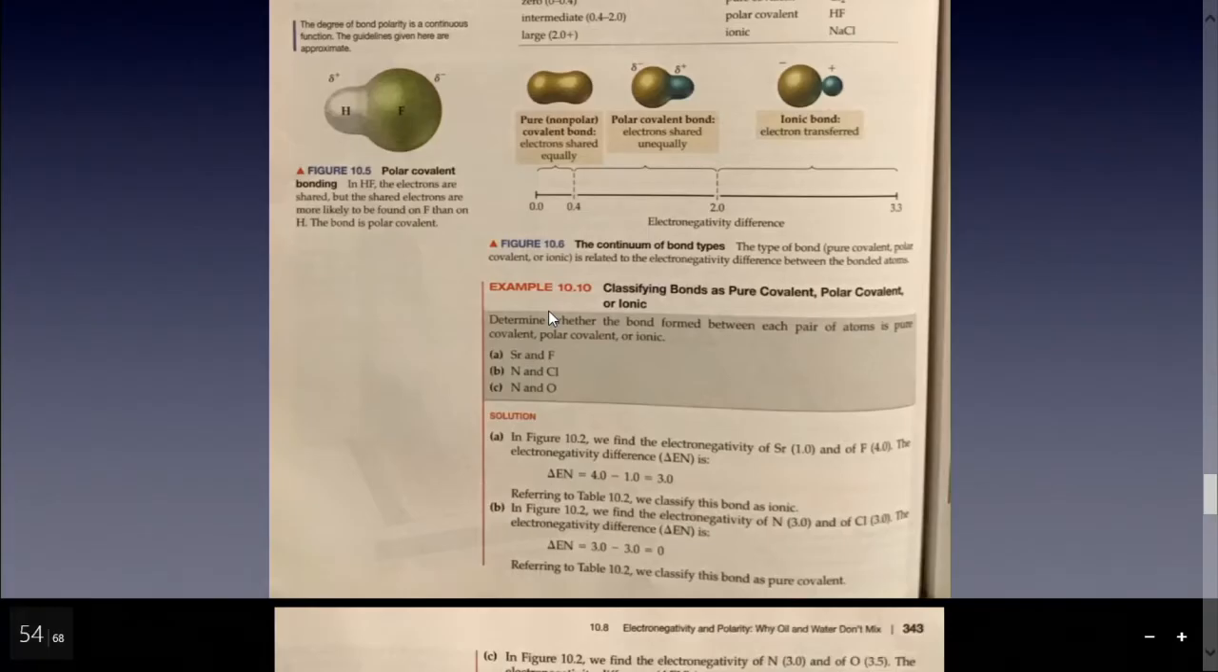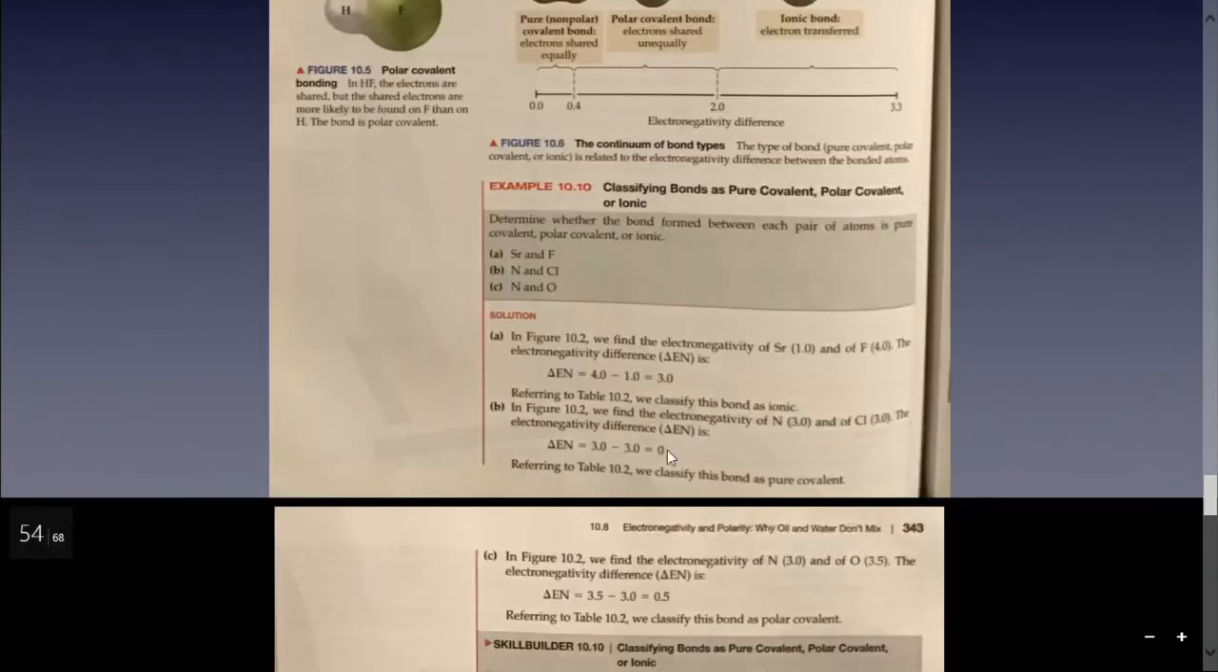All right, and so here you go. If you have to answer these questions, like classifying bonds, you basically just need to look at the difference. Remember, this triangle means change. This triangle is the Greek symbol delta EN, or the difference in electronegativity. That's all that means. It's just a subtraction problem. If you look at the problem between strontium and fluorine, fluorine is 4.0, strontium is 1.0. The electronegativity difference is 3.0.